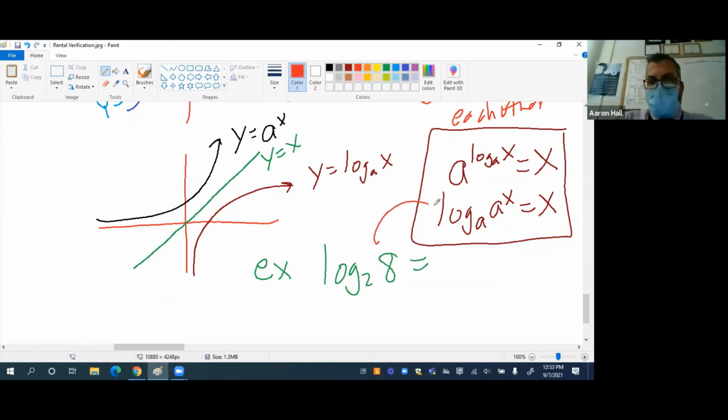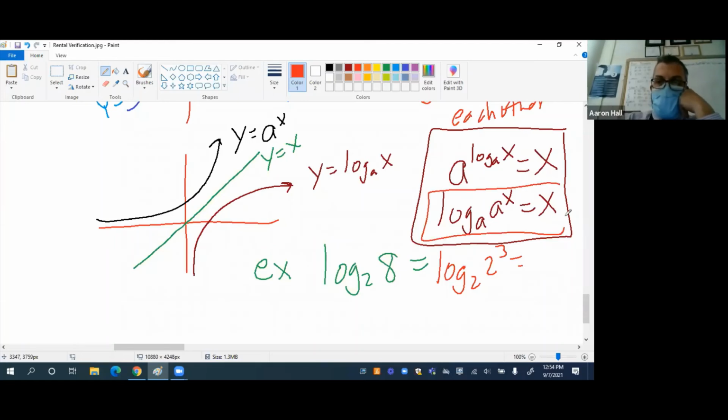Is there something I can do to it so that I get this exponent? Yes. You can separate the 8. I could get 2 times 2 times 2, so that I could rewrite this as log base 2 of 2 to the power of 3. So the answer based upon this law has to be 3.